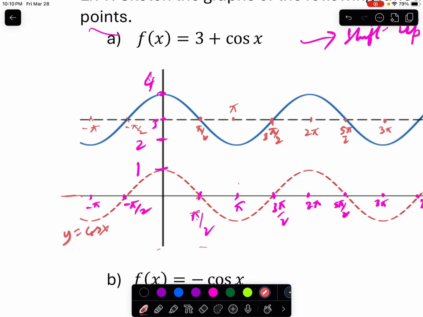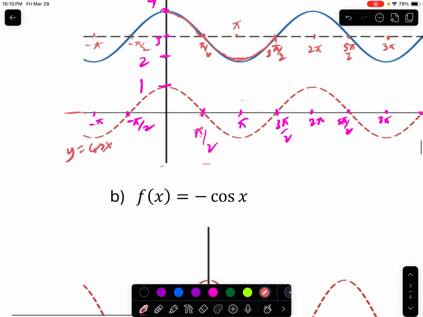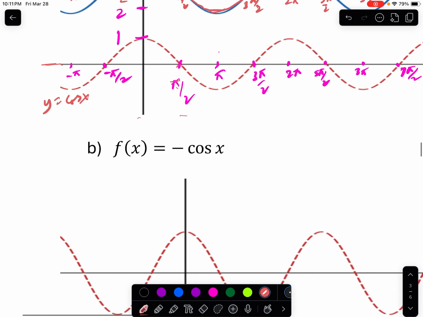And then you sketch the graph of the cosine like that. Okay. I just did it for you. Now, I hope everyone understands these transformations. So now we have, next example, f of x is equal to negative cosine x.